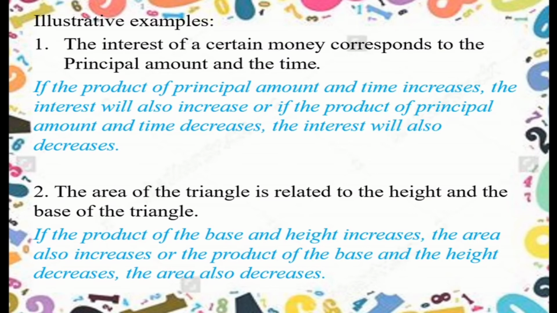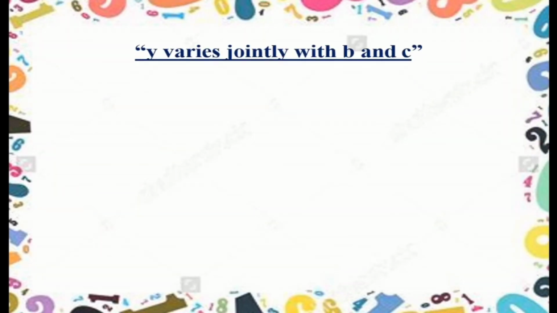Okay, ito yung palatandaan nyo pag nasa joint variation kayo. Y varies jointly with b and c. Okay? Yung y as is, pero pinalitan na natin si x ng dalawang variable which is b and c. Actually, for b you can write x, and for c you can write z or any variable. So, for our discussion, gagamit tayo ng b and c.